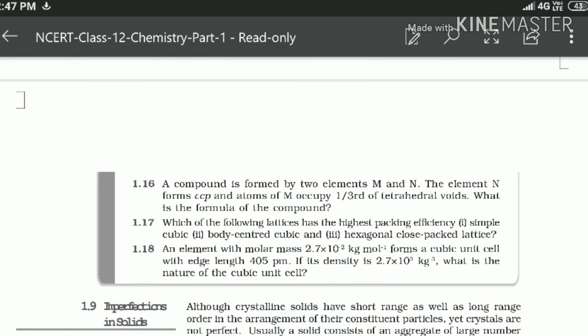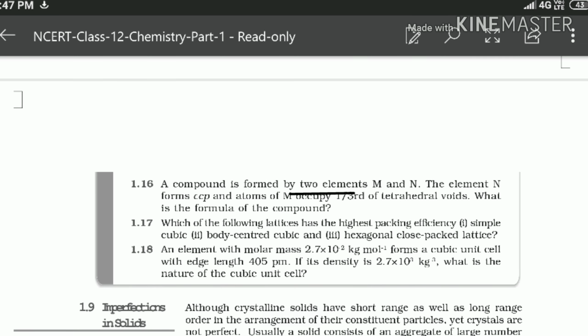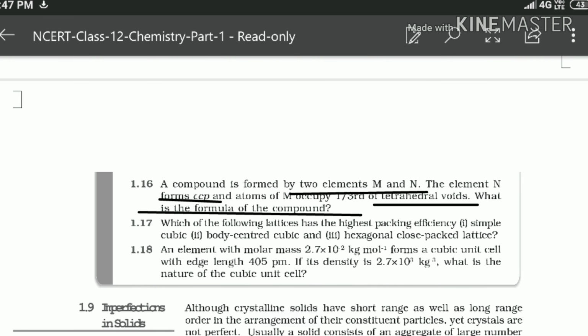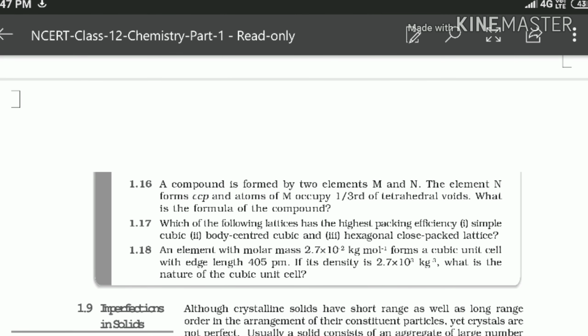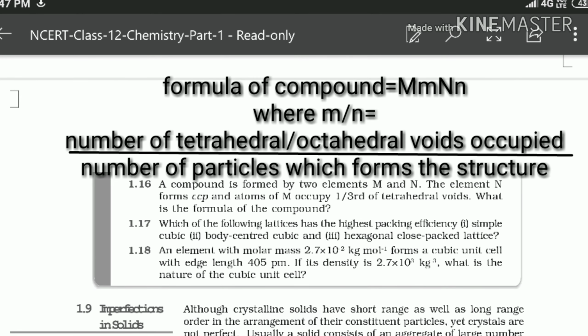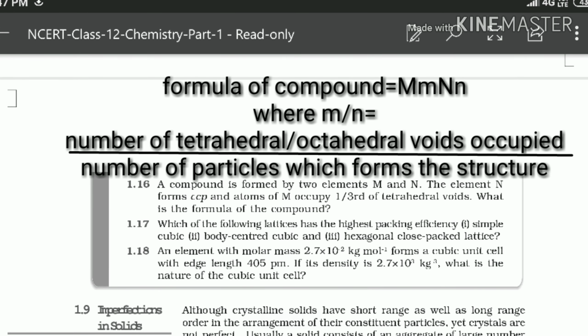The thing which we have to find is the formula of the compound. Let us find out the general criteria of solving such questions in which two elements are given, their locations are given, and the formula of the compound is to be found. The only thing to remember here is that the formula of a compound is equal to the ratio of the number of atoms which form the CCP, or the structure which is given here, it is CCP, and the number of tetrahedral voids which are occupied.